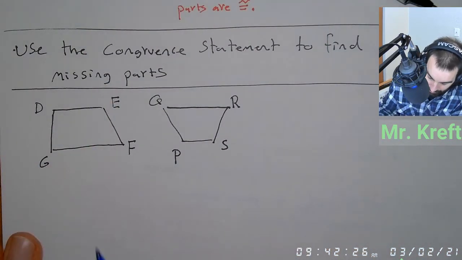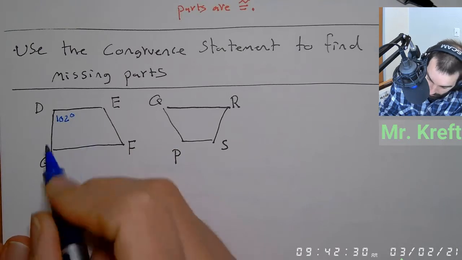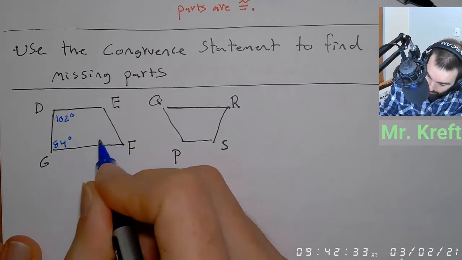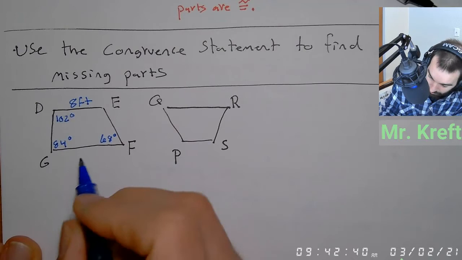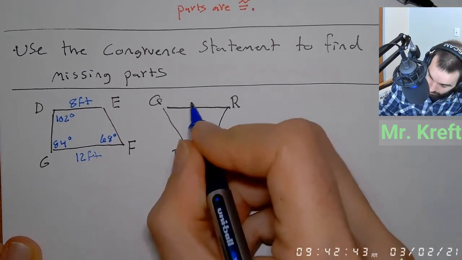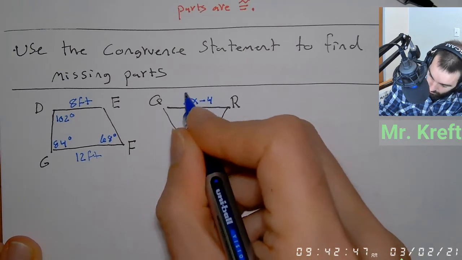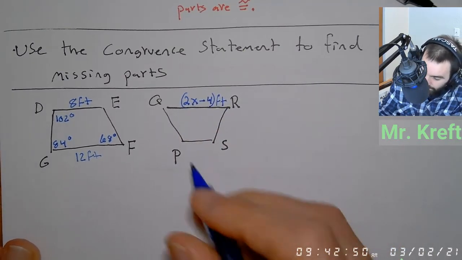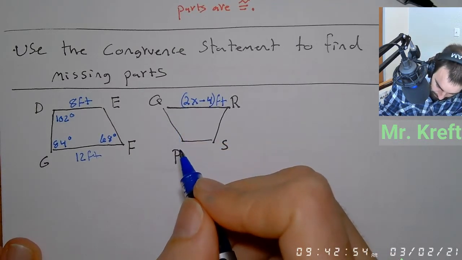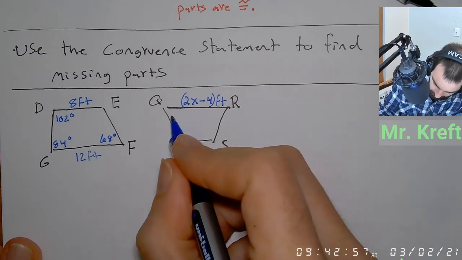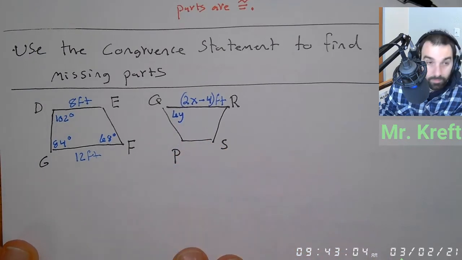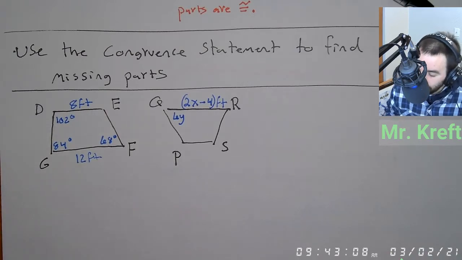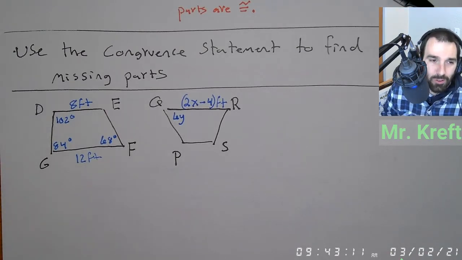Okay. And then I'm going to have some angles. This is going to be 102 degrees, 84 degrees, 68 degrees. This is going to be 8 feet. This is going to be 12 feet. This is going to be 2x minus 4 feet. Okay, and this is going to be, I'm just going to make this 6y. So take a second, make sure you have all of that down. Don't worry about it looking super good, guys. It just has to work.